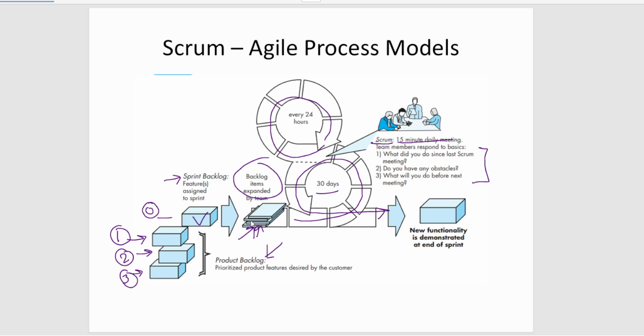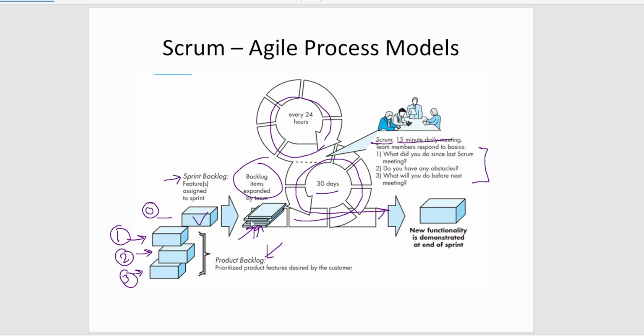Now the second question: do you have any obstacles, do you feel any problems? Because I don't want you to be stuck for a longer period of time on a certain issue. You have 30 days for a sprint, so I cannot exceed the time. So I have to assess each day what the problems are and how you are going to resolve them. So, what will you do before the next meeting?